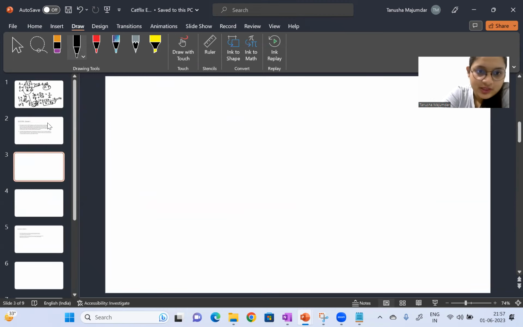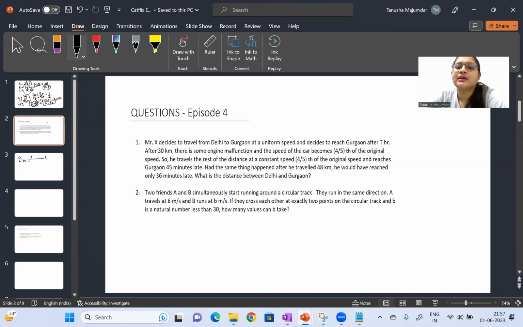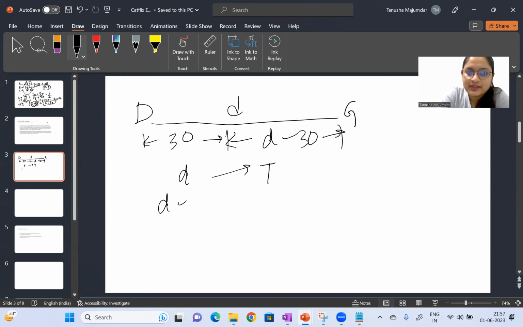Okay, so how do you do this? You have Delhi, you have Gurgaon, and say this distance is D. First instance, this is 30 kilometers, because it said that till 30 kilometers, he goes at the uniform speed. Since the time taken is T hours, this part is covered in D by T, the speed. And then this part, the distance, is D minus 30. So basically, can you do some kind of unitary method here? D kilometers is traveled in T hours, so D minus 30 should be traveled in T multiplied by D minus 30 by D.